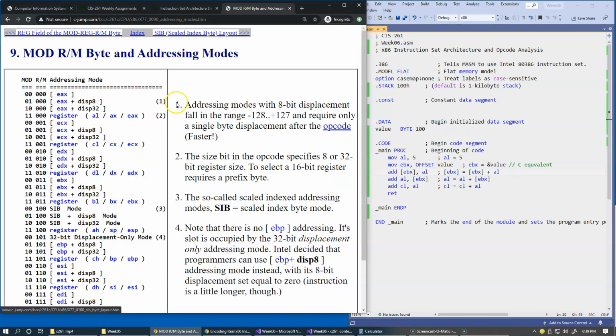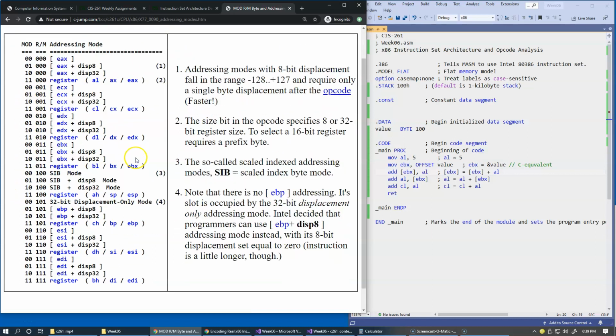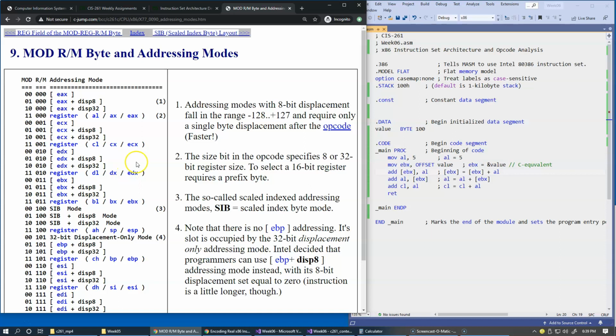So these are examples of various types of addressing modes that can be encoded in the mod r/m byte. And of course, this is a long set of possibilities right here with some notes on the side. However, this should not look too messy because there's always documentation that comes with each specific instruction.